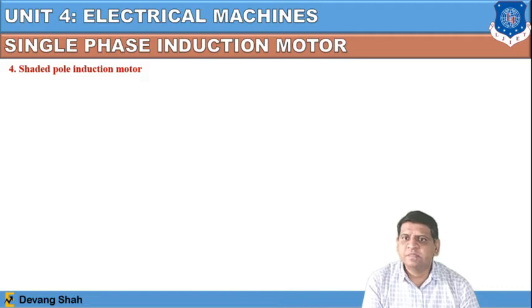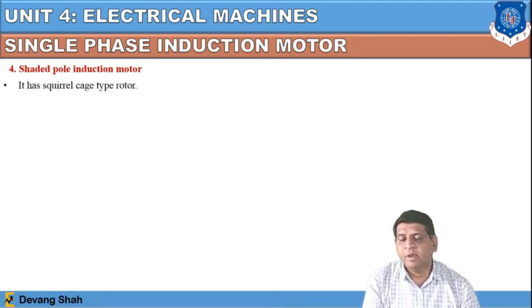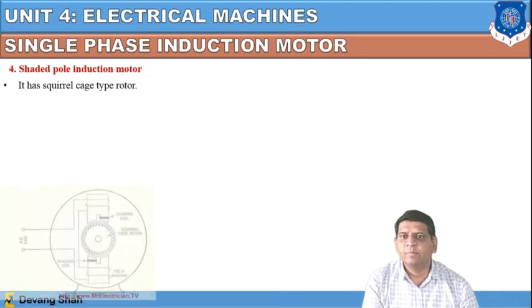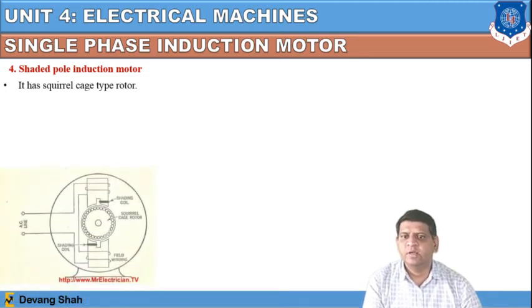Now the last type of single phase induction motor we define is the shaded pole induction motor. This is quite a different arrangement, so we can discuss it one by one. It has a squirrel cage type of rotor, but here the requirement of the pole is completely different.